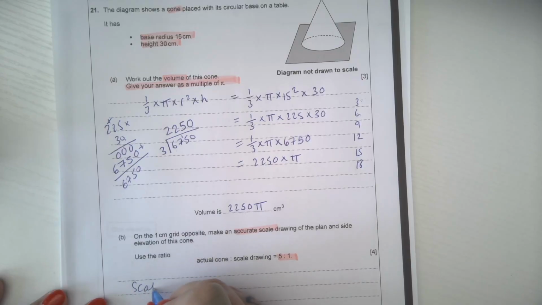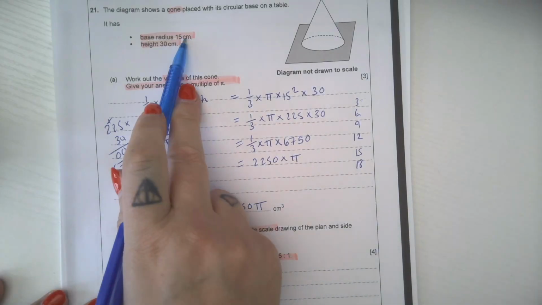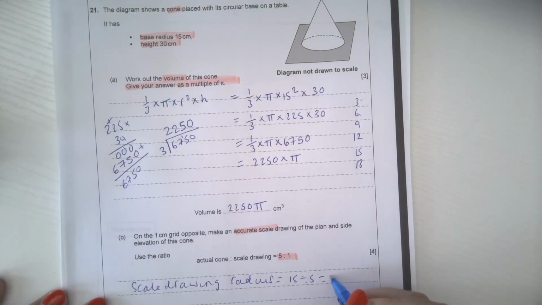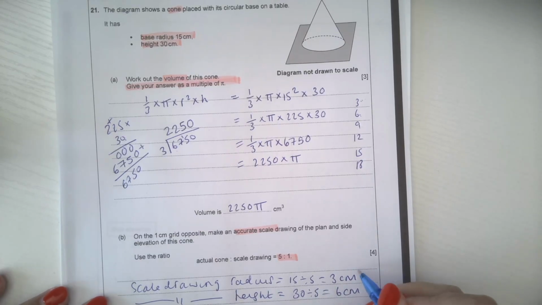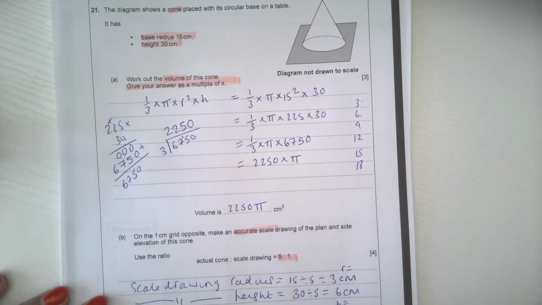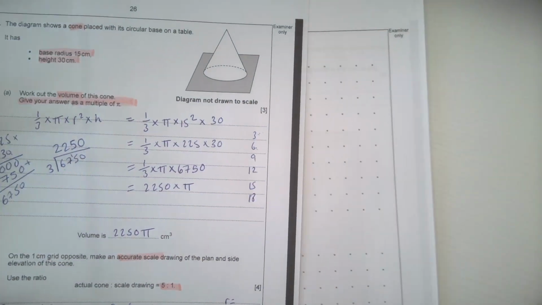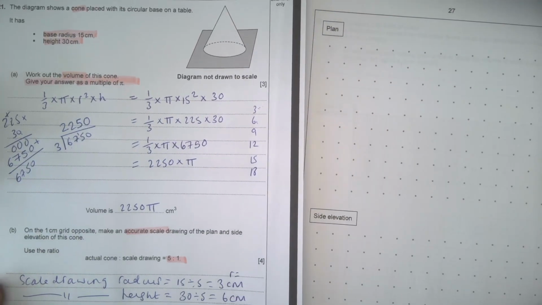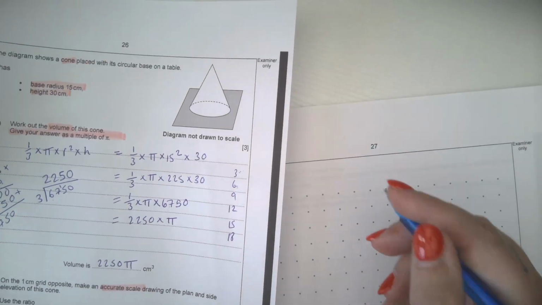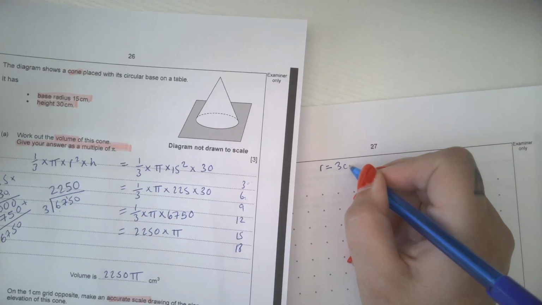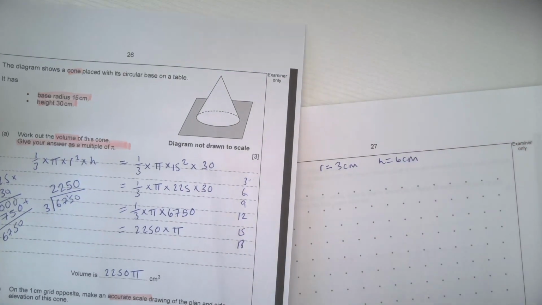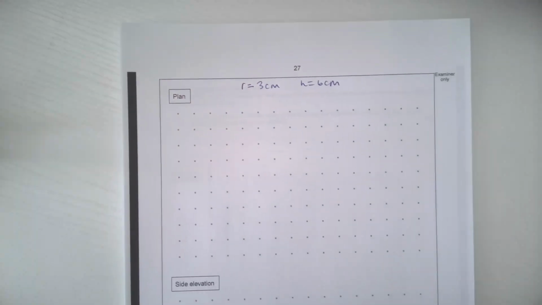So let's figure out what our radius and height are going to be. Our scale drawing radius is going to be 15 divided by 5, which is 3 centimetres. And then our scale drawing height is 30 divided by 5, which is 6 centimetres. So we've got a radius of 3 centimetres and a height of 6 centimetres. And we're going to use that information to draw on this plan here. So I'm just going to write it up here. Radius equals 3 centimetres, height equals 6 centimetres, just to make my life a little bit easier.